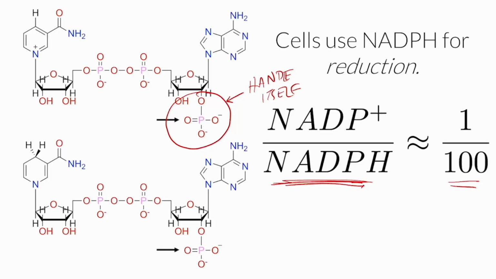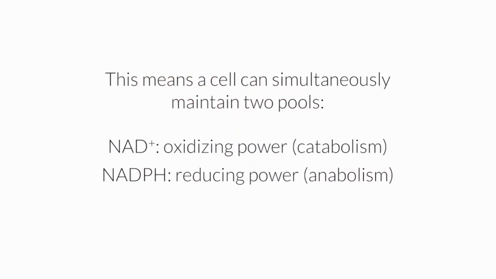But for now, hopefully what you're seeing is that we can have 2 pools. We can have NAD plus around at a high concentration. That's our currency for oxidizing stuff. And then we can have NADPH around also at a high concentration, and that's used for reducing stuff. That means we can have a pool for catabolism, for oxidizing things, and another pool for anabolism, for reducing things.